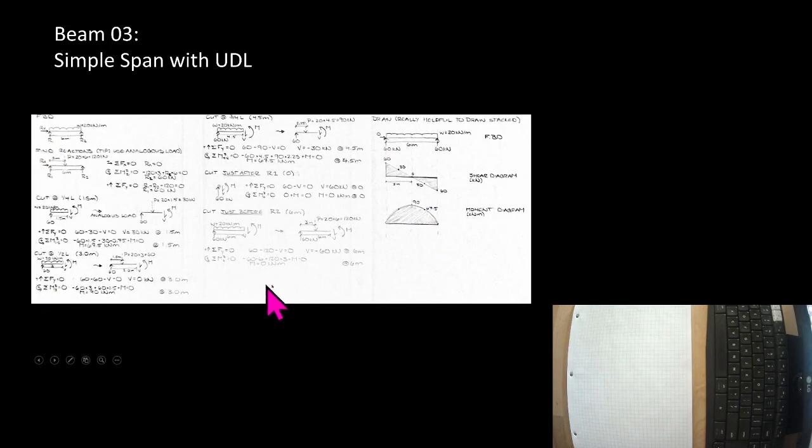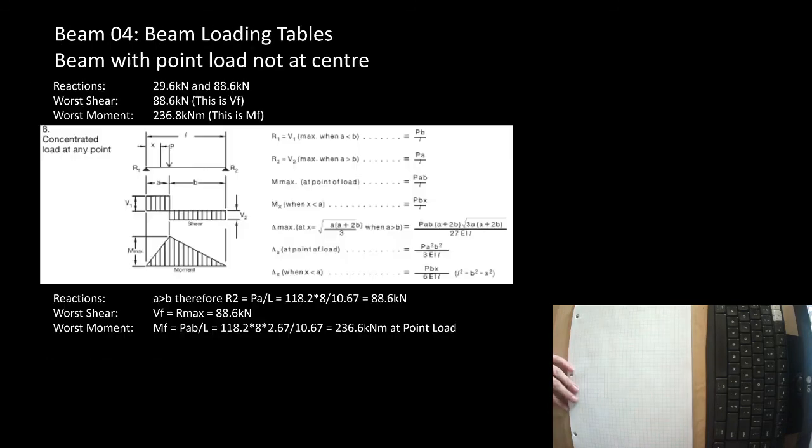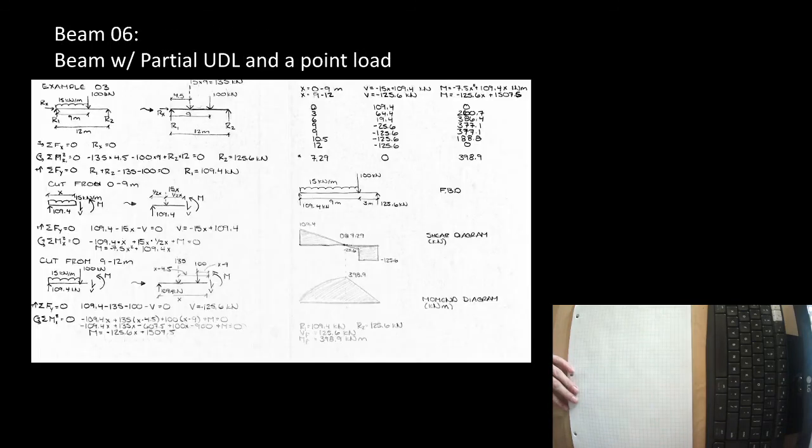So if you want some practice, go through and do this one using method of sections and cut it just before the reaction or just after the reaction, at a quarter, at a half, at 3/4, and just before R2. And see if you get a shear diagram and a moment diagram that looks like that. Just want to see how many I do with you guys.